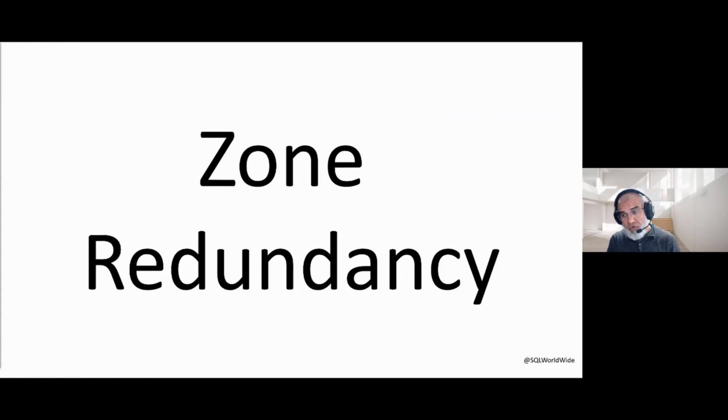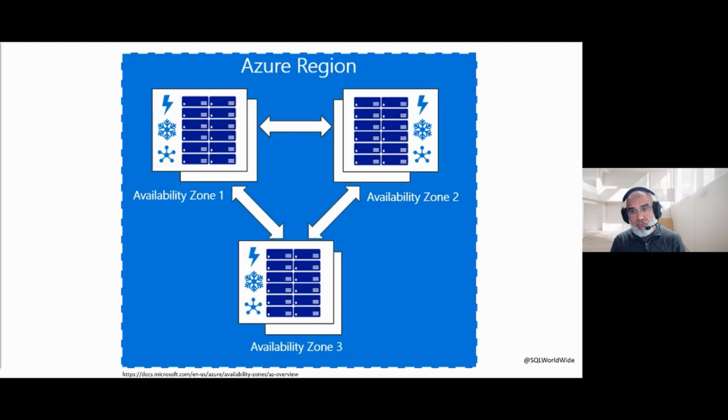Now, so far what we have talked about, we are guaranteed within a data center, right? If my compute goes down, I'm guaranteed to be moved to a different compute and to a different storage. Now, in an Azure region, like East US 2 or East US or West US, it's not just one data center. Microsoft has multiple data centers. So what you can do, you can go for zone redundancy.